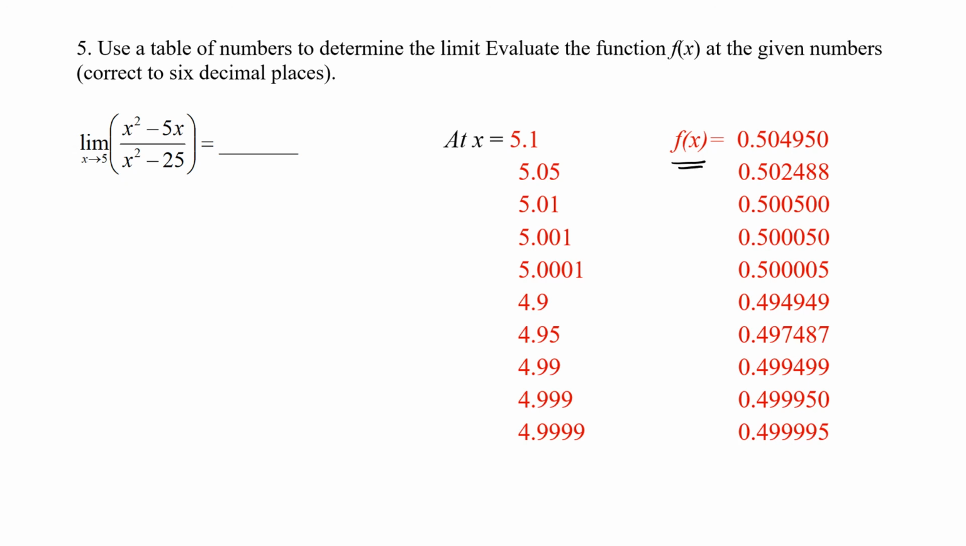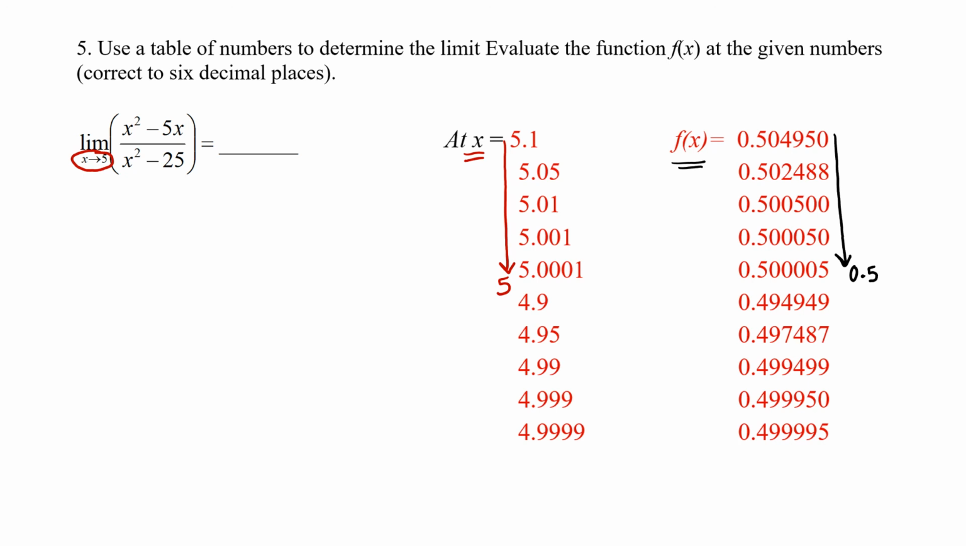So here we have the limit as x approaches 5 of the function x squared minus 5x all over x squared minus 25. So we're looking as x approaches 5. As x approaches 5 from the right, so starting with numbers that are larger than 5, and then getting closer and closer to 5, it seems like our outputs are getting closer and closer to 5/10, or 0.5.